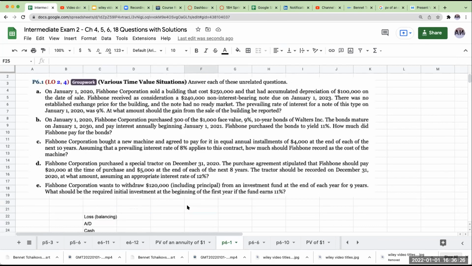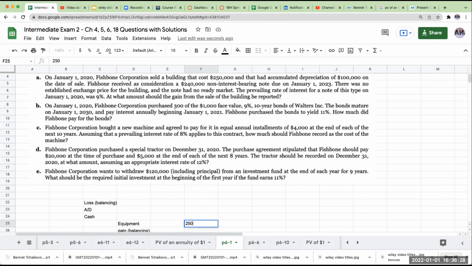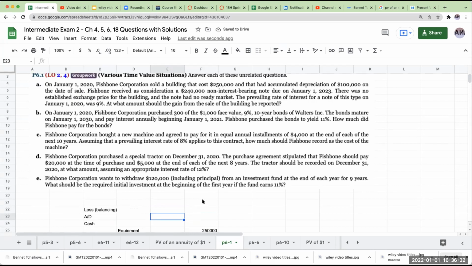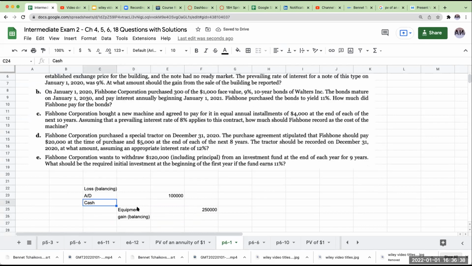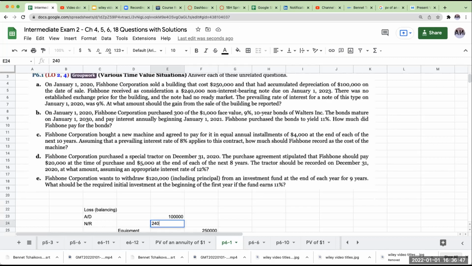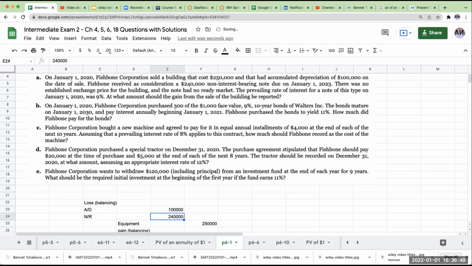So our equipment had a cost of $250,000. And then the accumulated depreciation on that building was $100,000. Now instead of cash, what we're going to be receiving is a note receivable. The note receivable has a value of $240,000. However, there's a problem. Is it really worth $240,000? And the answer is no.